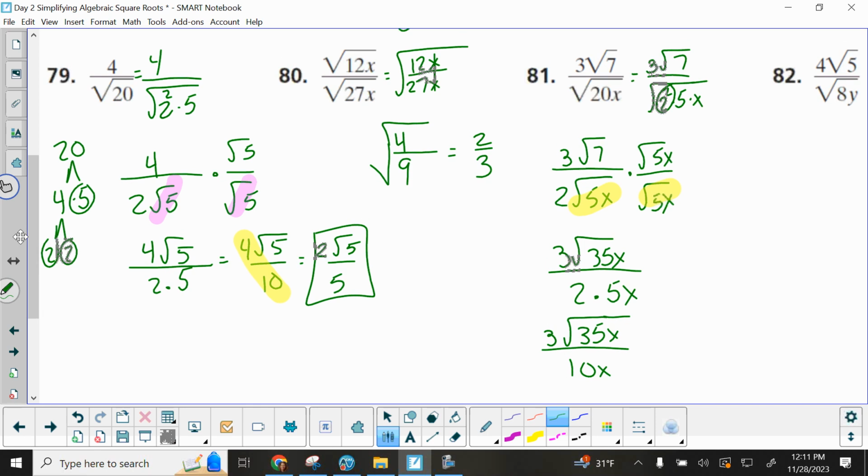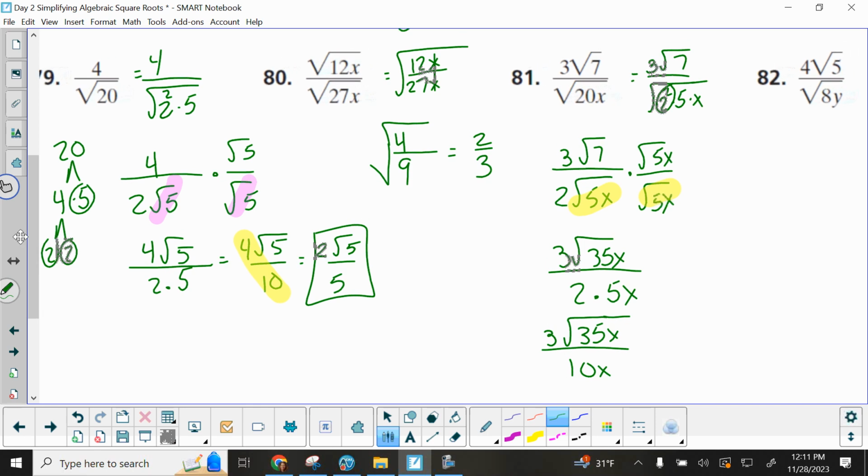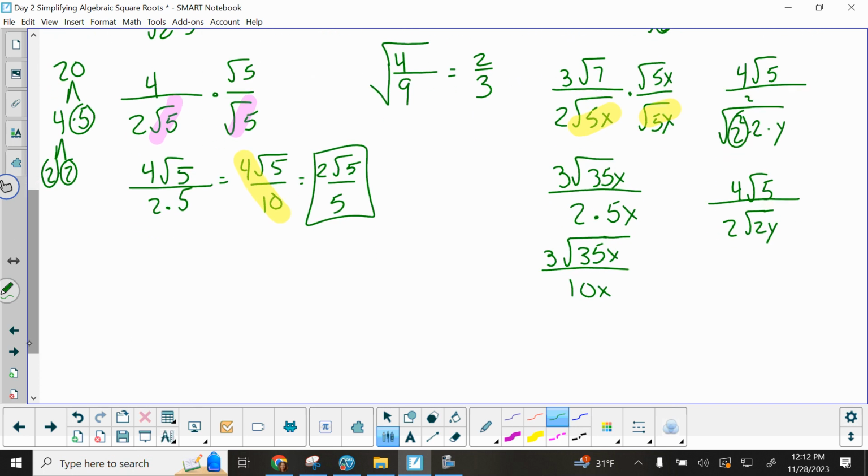82. So I can simplify the radical 8 in the bottom. 8 is 2 cubed. So 2 squared times 2 times y, out comes a 2. So 4 radical 5 over 2 radical 2y. And if I want, I can simplify the 4 and the 2 right now. So 2 radical 5 over radical 2y.